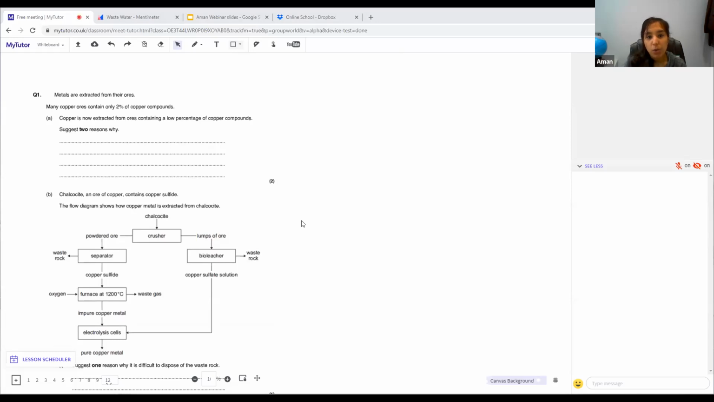Good. Limited resources. Excellent. Any other questions? Any other answers? Excellent. So, yep, the high grade ores are in less of a demand because there are fewer of them. So we want to use low grade ores because we have fewer high grade ores available. Excellent. Anything else? Why else do we now extract from ores containing a low percentage of copper compounds?